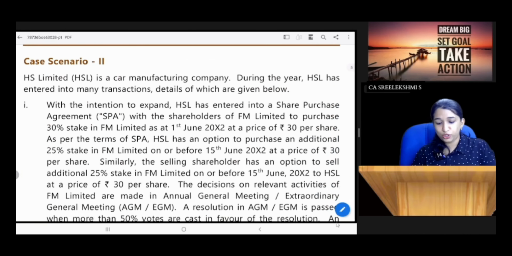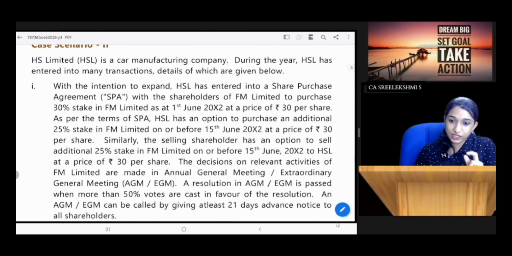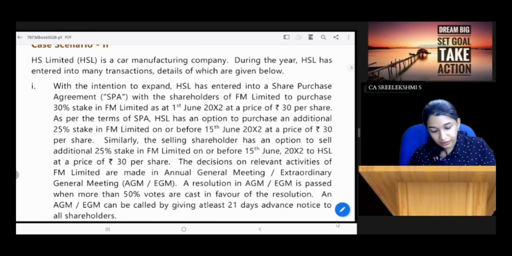Case scenario number 2. Okay. HS Limited, HSL, is a car manufacturing company. During the year, HSL has entered into many transactions, details of which are given below. With the intention to expand, HSL has entered into a share purchase agreement with shareholders of FM.